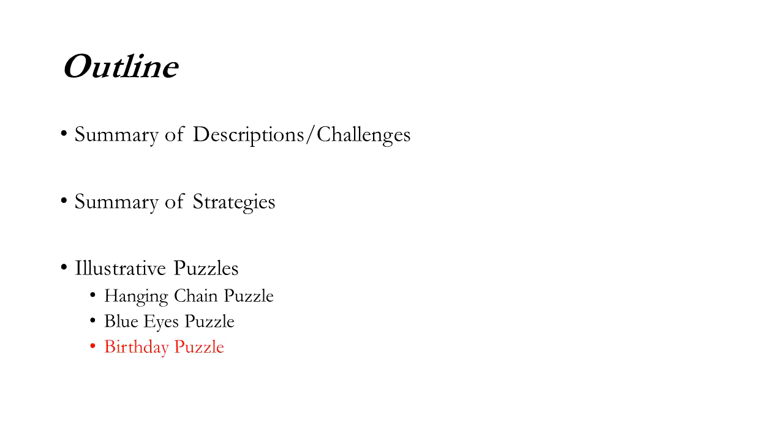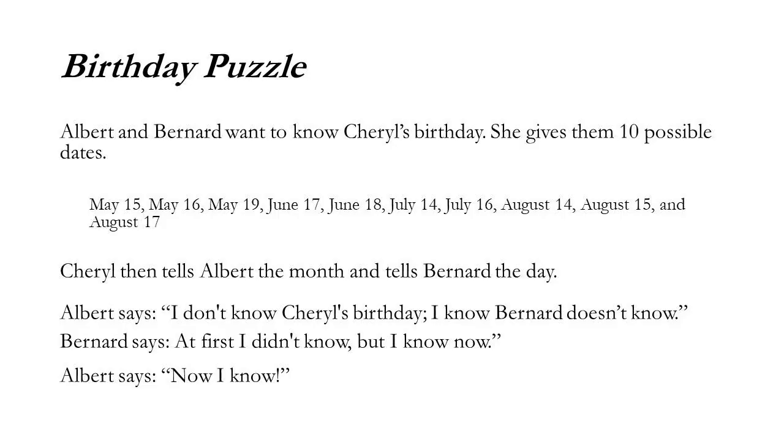Now, I will move on to the birthday puzzle because, as I said, we will discuss the blue eyes puzzle in class. Here we have Albert and Bernard, who want to know Cheryl's birthday. She gives them 10 possible dates. Here they are: May 15th, 16th, and 19th, June 17th, 18th, July 14th and 16th, August 14th, 15th, and 17th. Now, those are the possible dates.